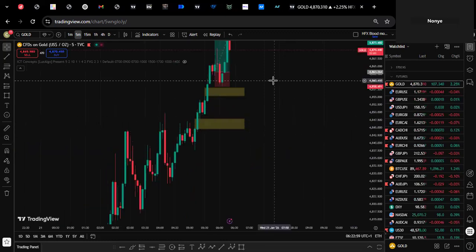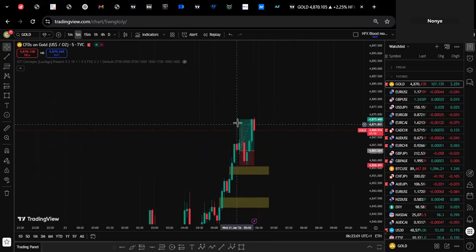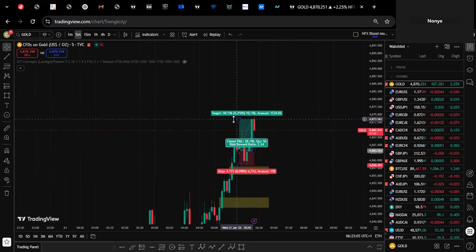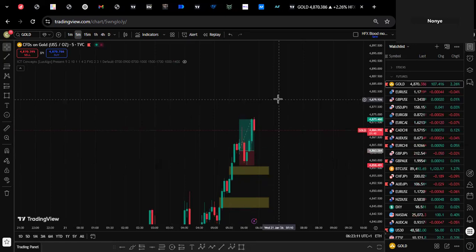Oh, this one has already hit my TP, so can you imagine? It already hit my TP right now. So I entered at this point, it dangled a little bit, then boom, went back to my TP. So that's actually very good, right?